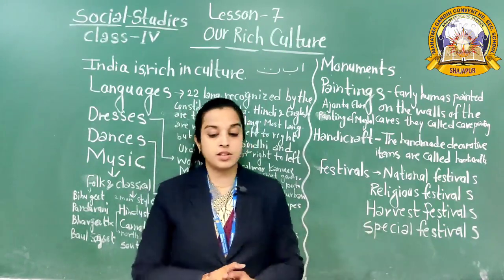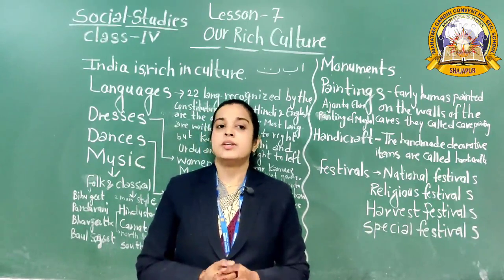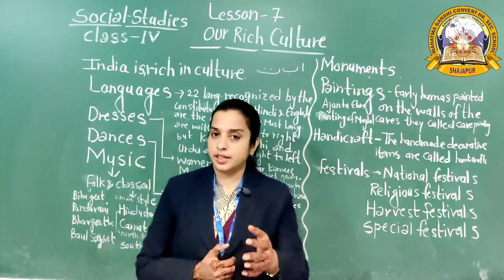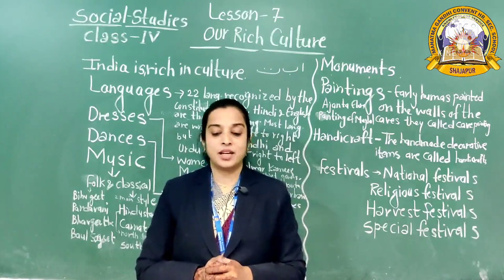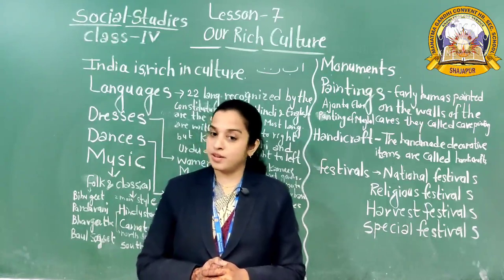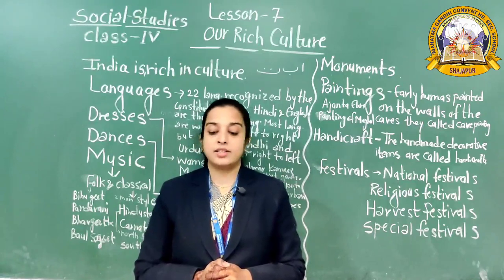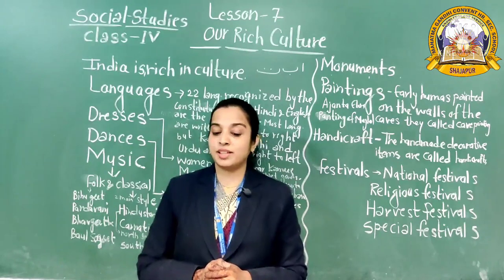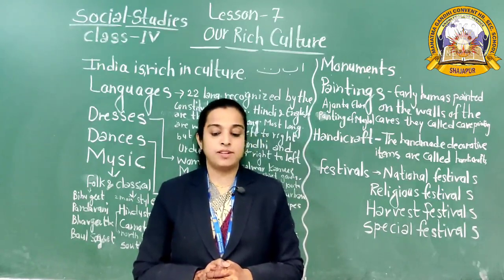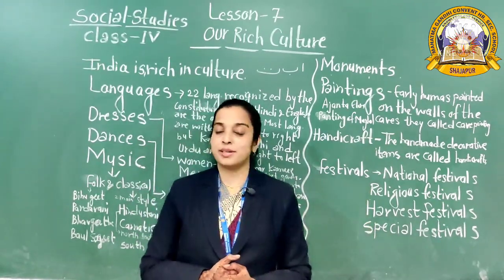Then special festivals. They are organized by the government to attract tourists. Some festivals are organized by the government to attract tourists. They are called special festivals. They are the Tulip festival of Jammu and Kashmir, Desert festival of Rajasthan, the Konark festival of Odisha, the Taj Mahotsav of Uttar Pradesh, the Rann Utsav of Gujarat, and the Hornbill festival of Nagaland, examples of special festivals celebrated in India.